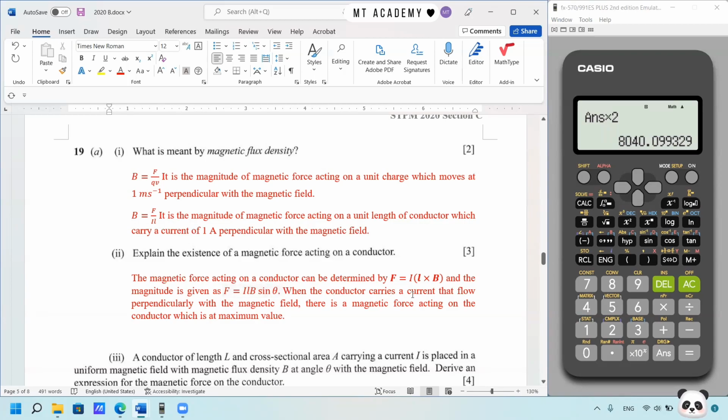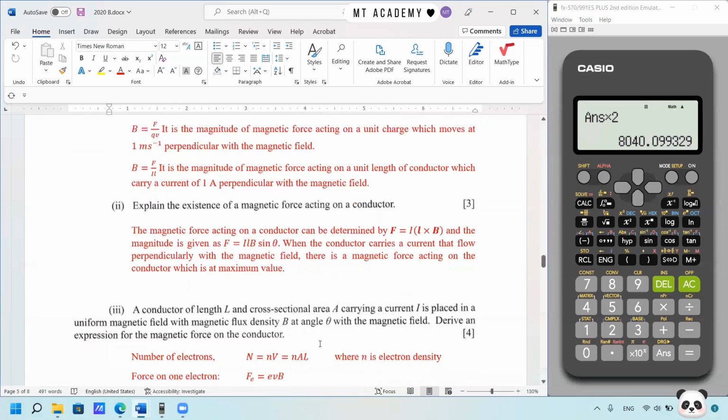When the conductor carries a current that flows perpendicular to the magnetic field, we have the angle as 90 degrees, which would be the maximum value. So there is a magnetic force acting on the conductor, which is at maximum value, or the force is equal to ILB. Proceed to the next one.